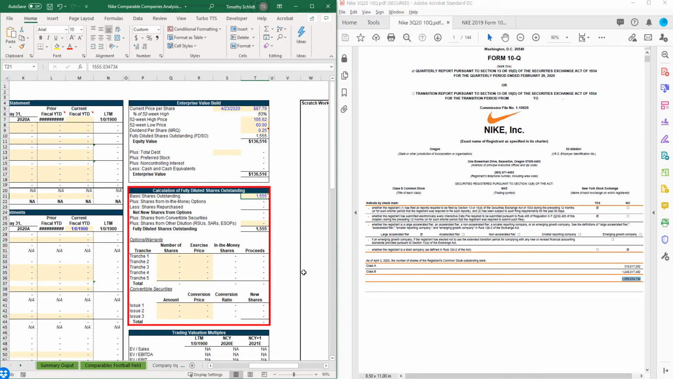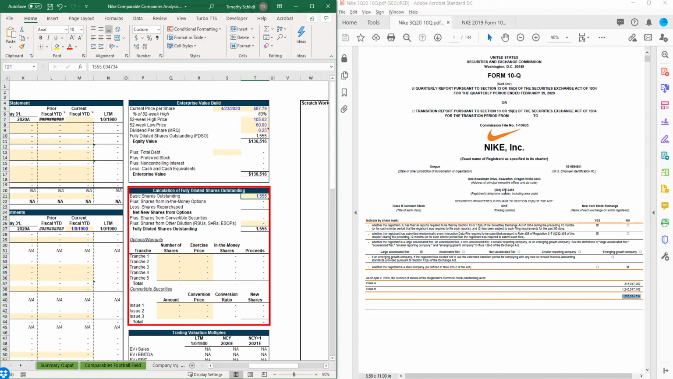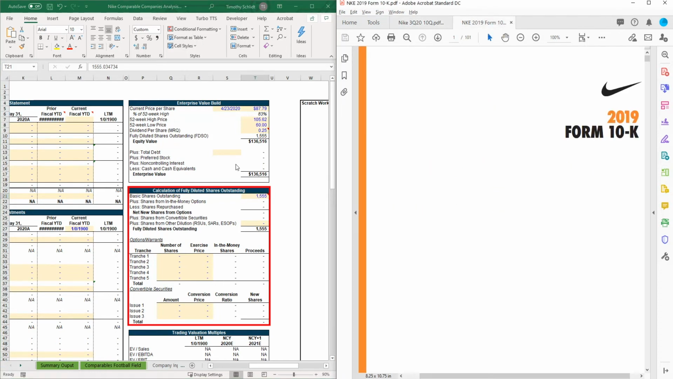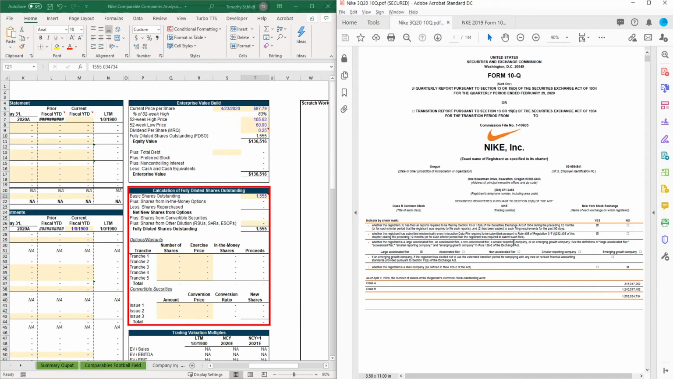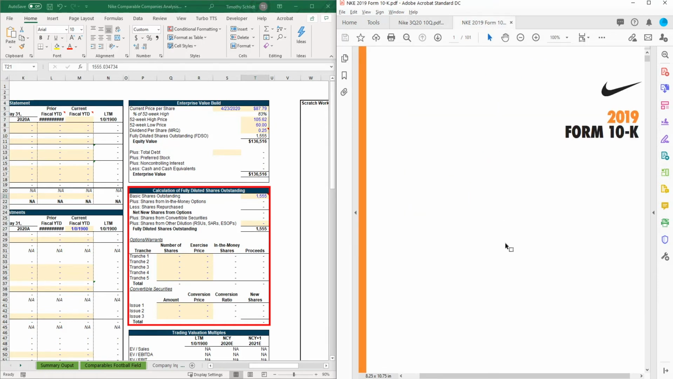Now where it gets a little more complex is digging up options, warrants, and other dilutive securities. Oftentimes in 10Qs, you may not be able to dig up full detail on option data. I already did the heavy lifting for you guys of digging through here, and I found that the Form 10Q didn't have much of relevance. Oftentimes you're going to have way more detail on these securities in the 10K. So whenever you're doing a comp for the first time, always check the 10Q first to make sure you're using the most up-to-date data. But most of the time, the full detail will be in the 10K.